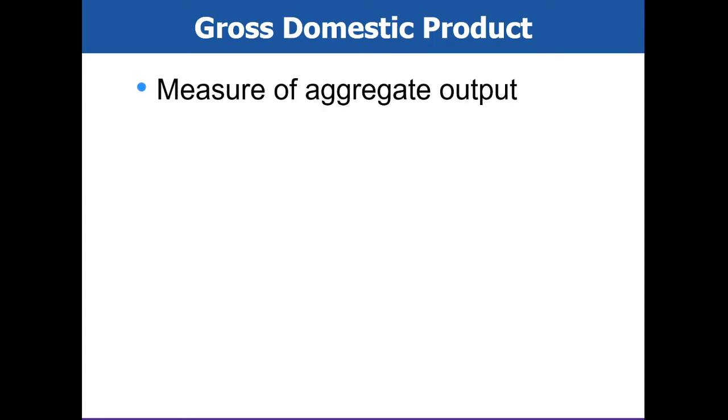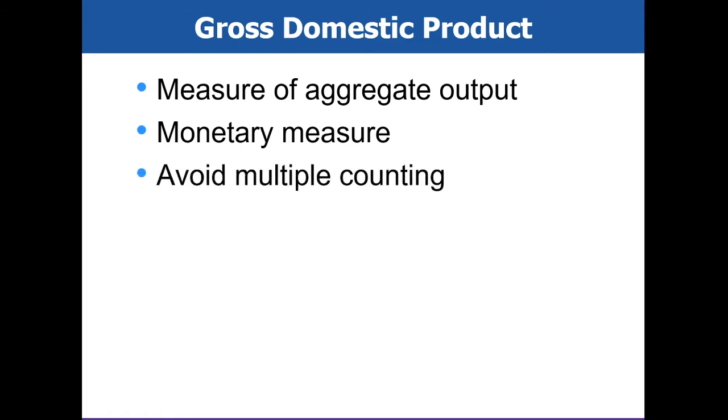Now let's get down to it. We are measuring aggregate output. As we said, it is a monetary measure. One of the things we really want to focus on is avoiding multiple counting. So I own an apple orchard and I bring apples down to a local bakery. I sell him those apples. He takes those apples and he puts them in an apple pie or an apple crumble, right? Or an apple donut or something like that.